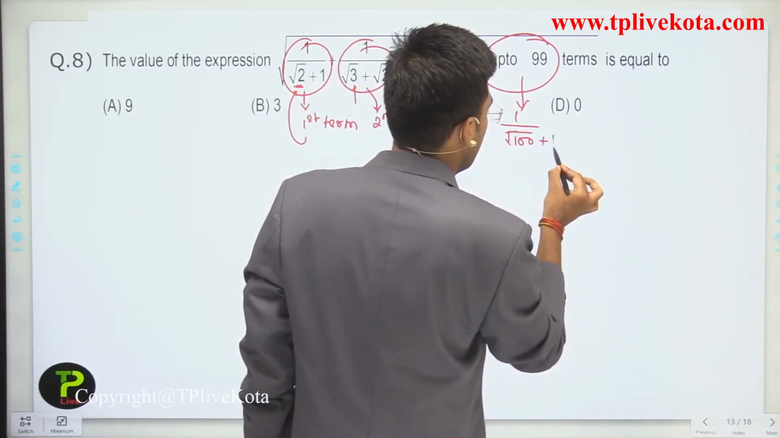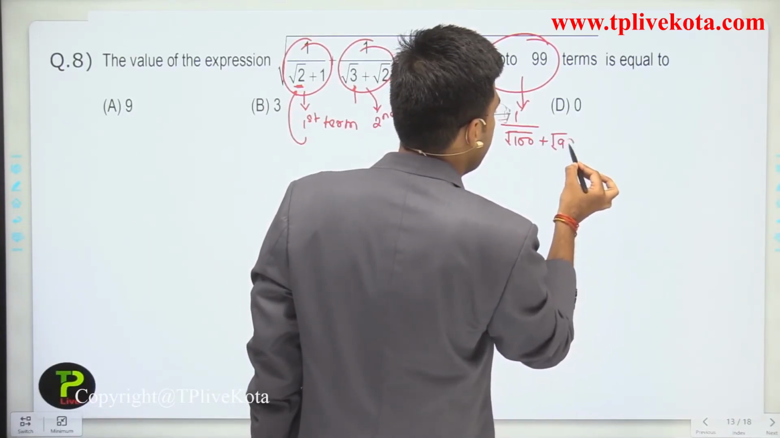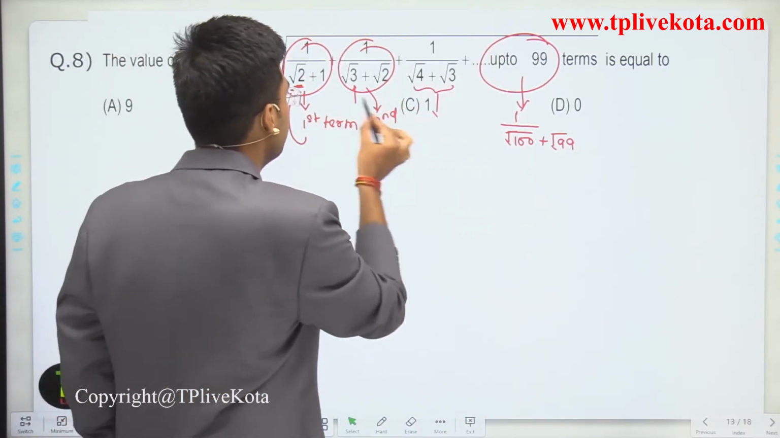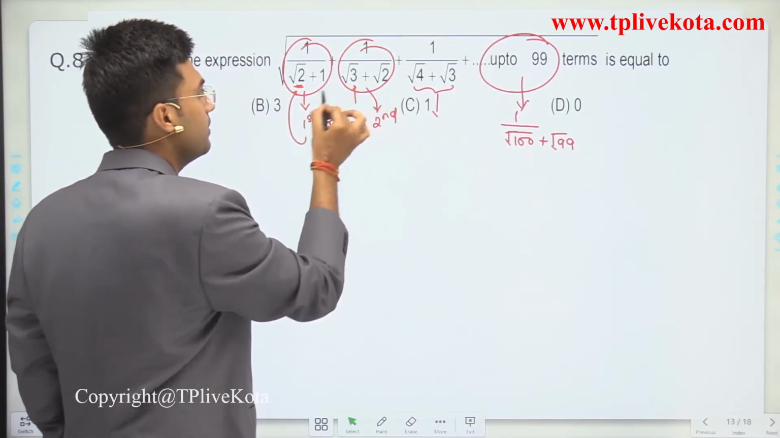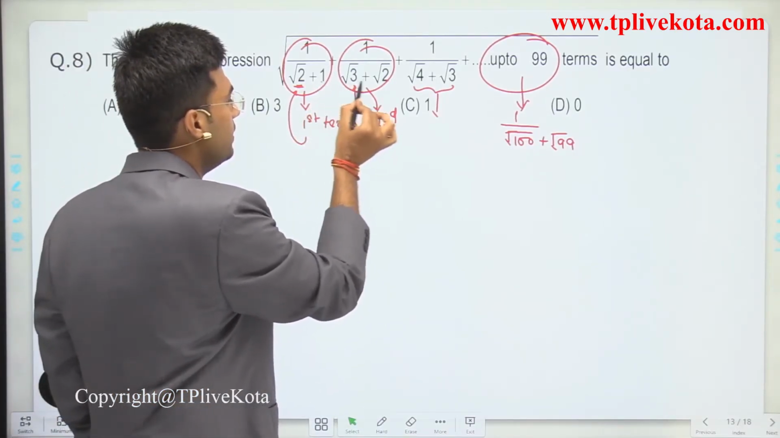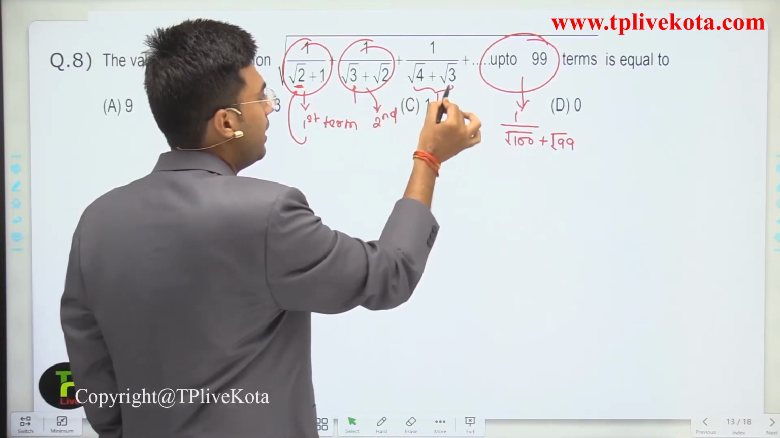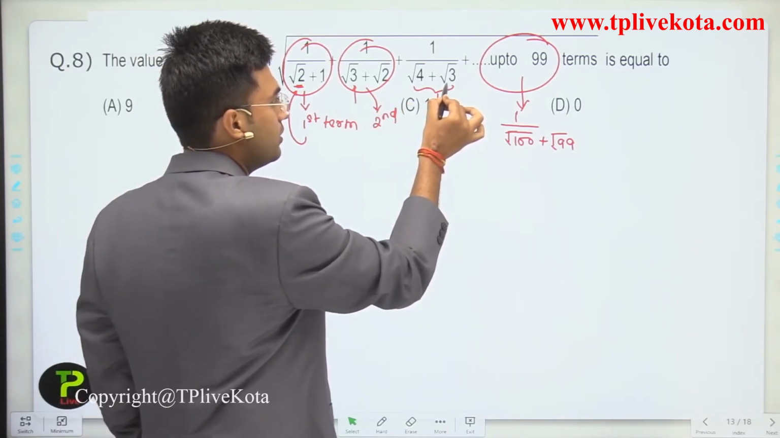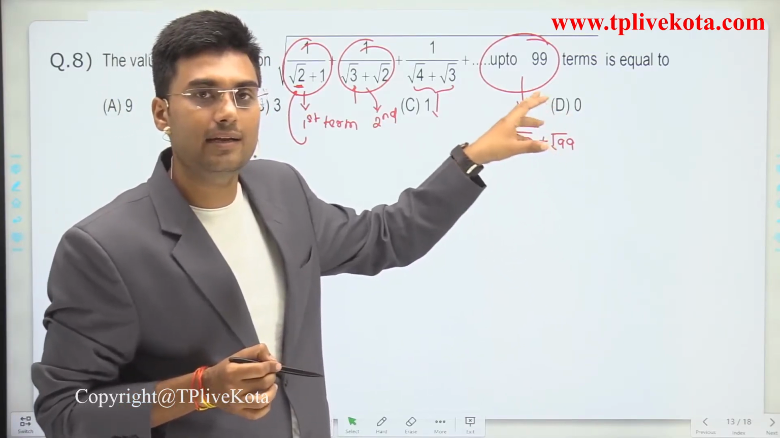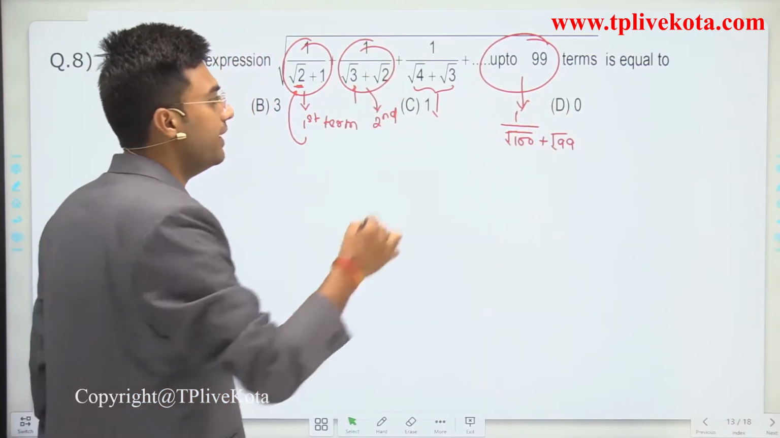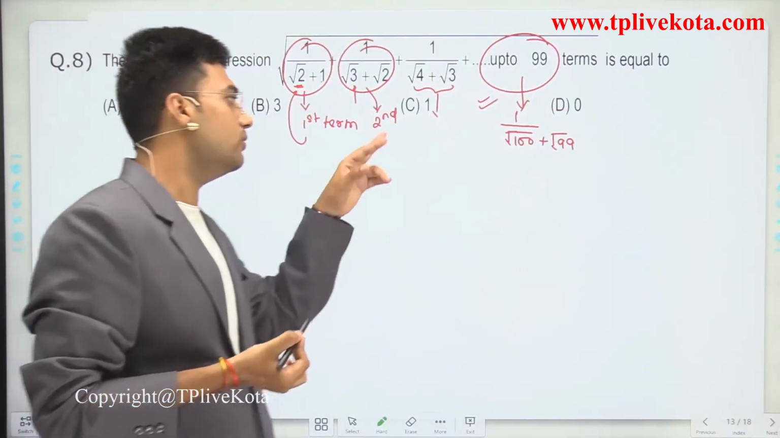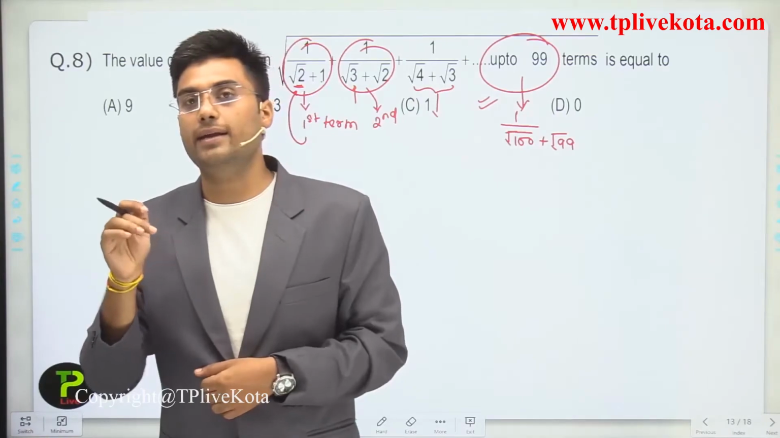plus root 99, because the second value in each term is equal to the number of term in root. Okay, because in the first term it is root 1, in the second term it is root 2, and it is root 3 in the third term. So in the 99th term it is root 99. So we have found the 99th term, it is 1 upon root 100 plus root 99.